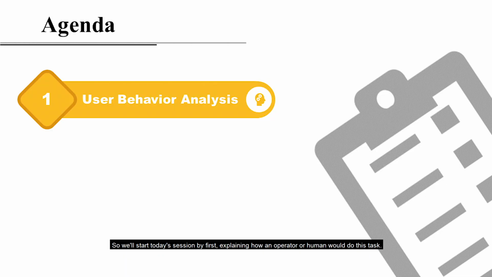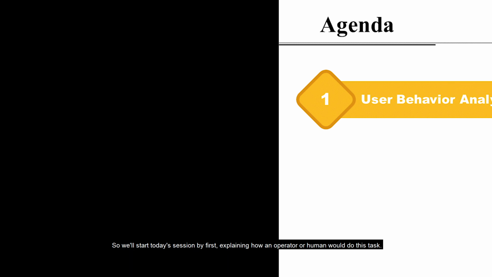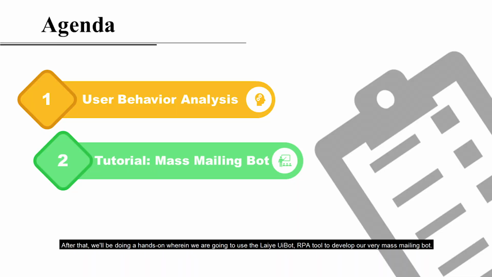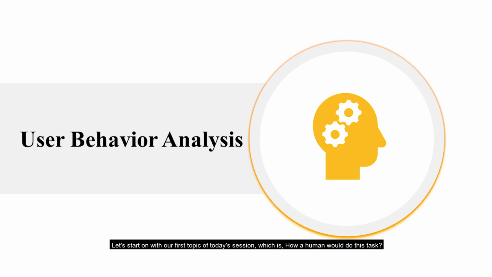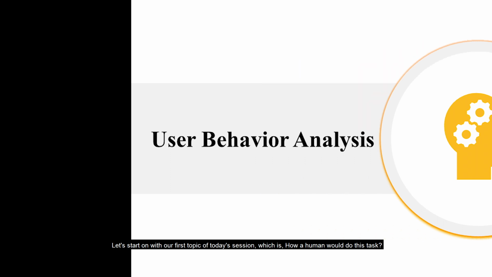So without wasting any time, let's move on to the agenda to see what I will be covering in today's session. We'll start by first explaining how an operator or human would do this task. After that, we'll be doing a hands-on wherein we are going to use the Lia UI bot RPA tool to develop our mass mailing bot. In the end, we will show how our designed bot performs this task swiftly and without any error. Let's start with our first topic, which is how a human would do this task.